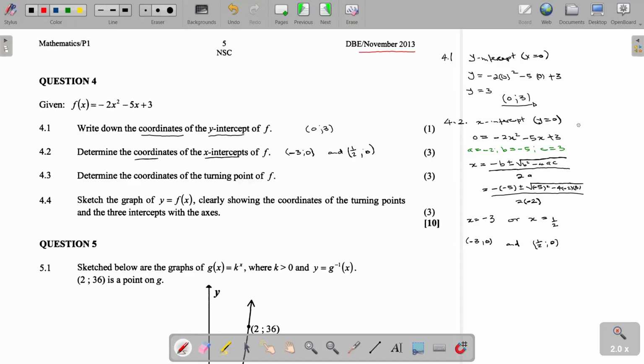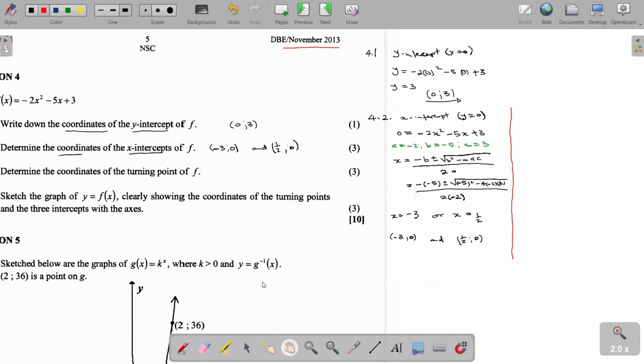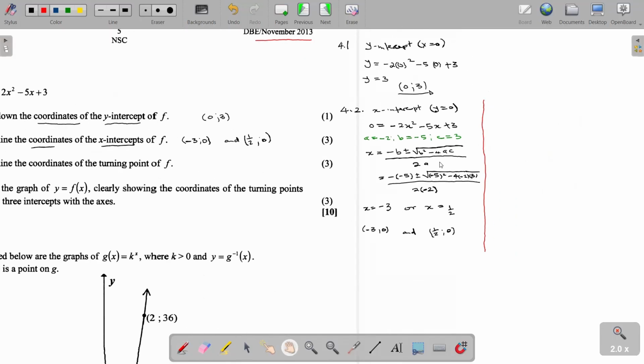Alternatively, we can use another method. We can use factorization, or we can use completing the square to solve that. So if we were to use factorization, it simply means we are going to have our equation, which is 0 is equal to minus 2x squared minus 5x plus 3.